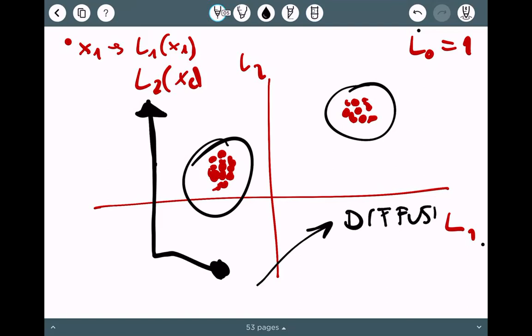Because what you see here is in fact a diffusion map, a map in which you gather together things that can diffuse fast into one another. Okay? Are there questions so far?